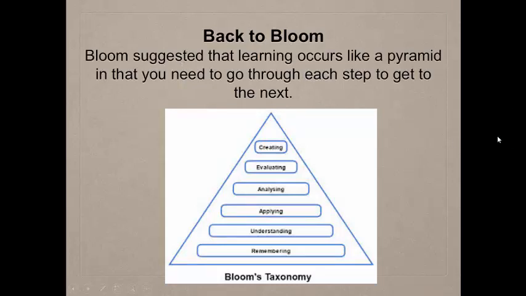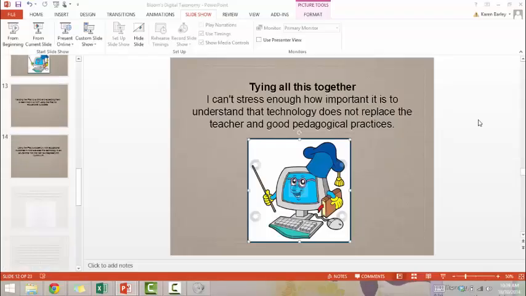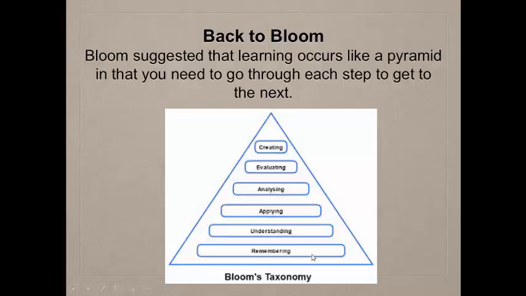Bloom suggested that learning occurs like a pyramid in that you need to go through each step to get to the next. Okay, let's have a think about that. I personally believe this model can also be viewed as a continuum where a child might move back and forth between the steps over time. That just makes sense to me. So let's go back to the model for a minute before we come back to what I've written here. So let's have a look here.